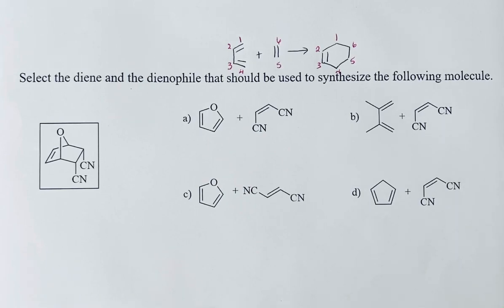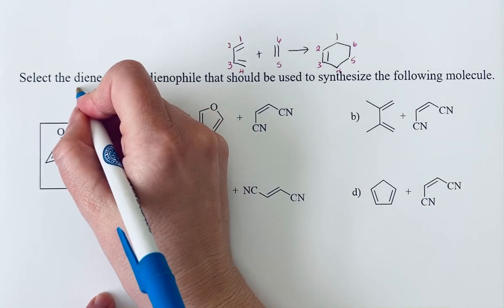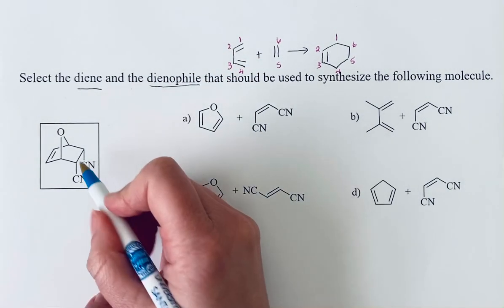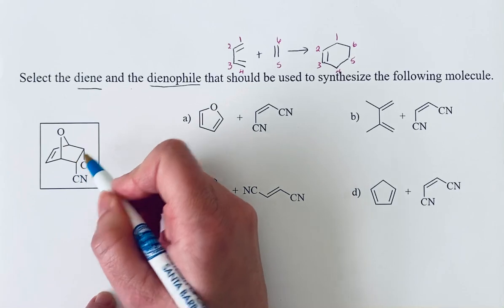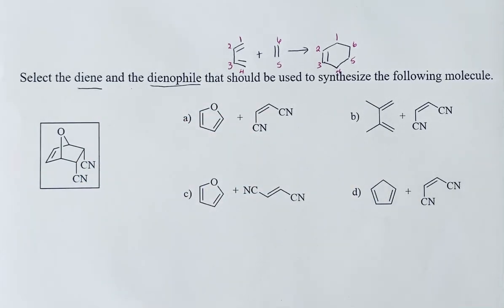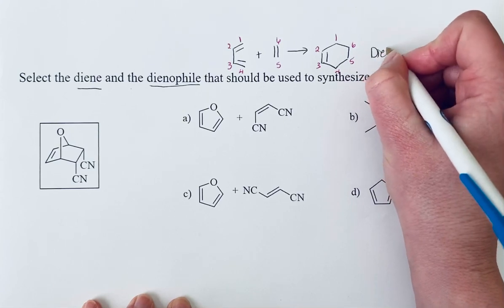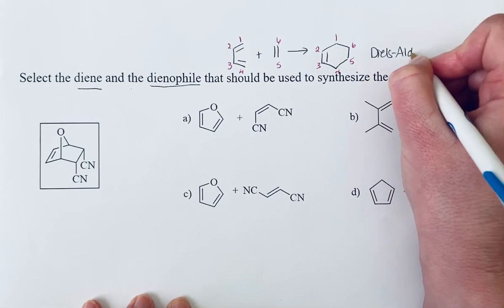Select the diene and the dienophile that should be used to synthesize the following molecule. So a few things should jump out at us here. Diene and dienophile. And we also see that we have a 6-membered cyclohexene in this. These are all hints for us that the reaction that we're dealing with is the Diels-Alder reaction.